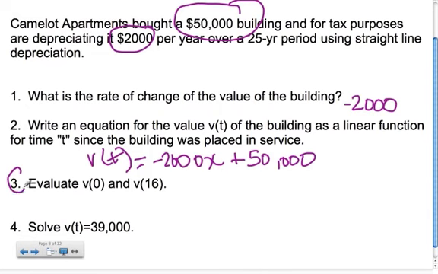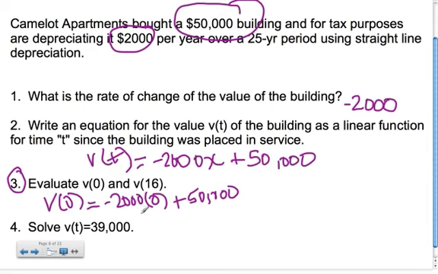Then the third part is asking me to evaluate V sub 0 and V sub 16. So all they're asking me to do is substitute in 0 for x and then 16 for x, or I should say t in this problem. So I get negative 2,000 times 0 plus 50,000. So negative 2,000 times 0 is 0 plus 50,000. So at 0, V of t equals 50,000.